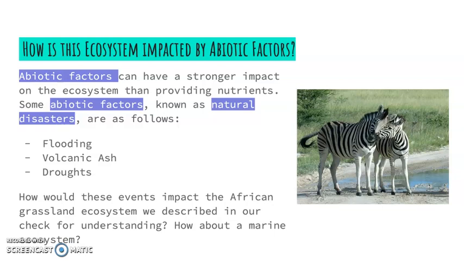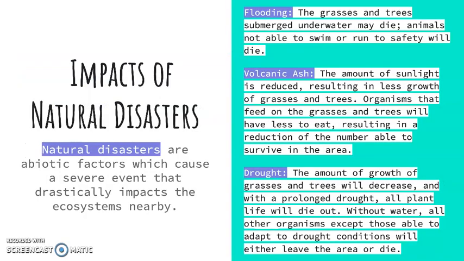How would these events impact the African grassland ecosystem we described in our check for understanding? How about a marine ecosystem? So, natural disasters are abiotic factors which cause a severe event that drastically impacts the ecosystems nearby. So, if we're thinking of what would happen if a grassland flooded, the grass and the trees would be submerged underwater and they may die. And some animals may not be able to swim or run to safety, and they would also die.